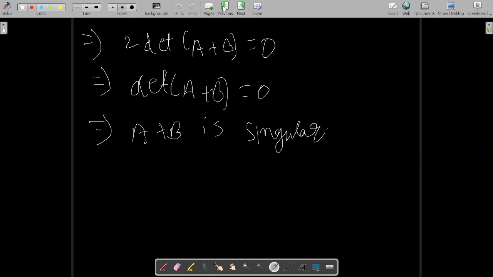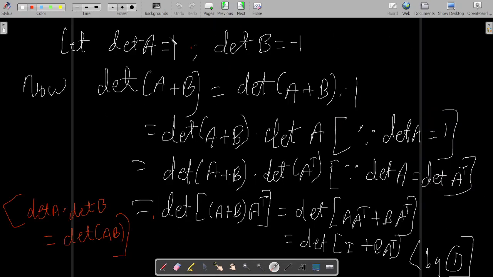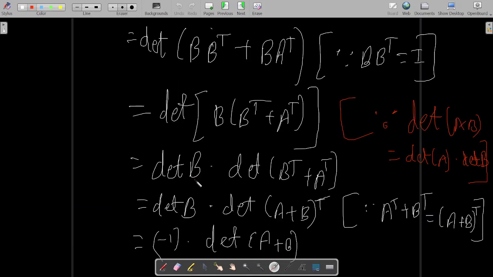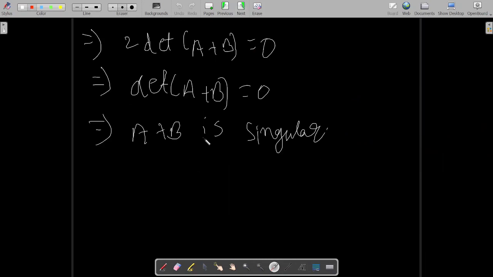So you know this very well that you started with determinant of A plus B, and now you have ended with minus determinant of A plus B. So what did you get from here? You got determinant of A plus B is equal to minus determinant of A plus B.